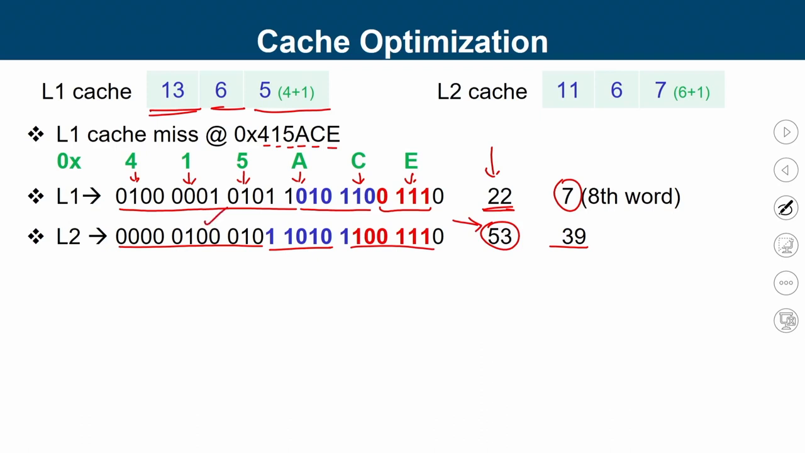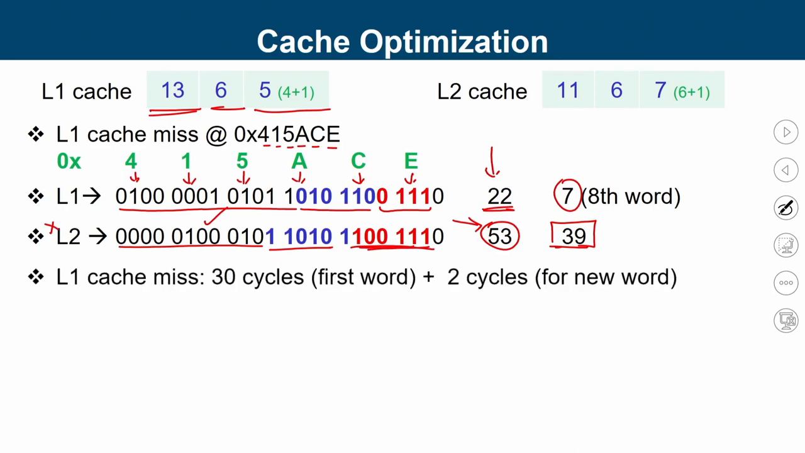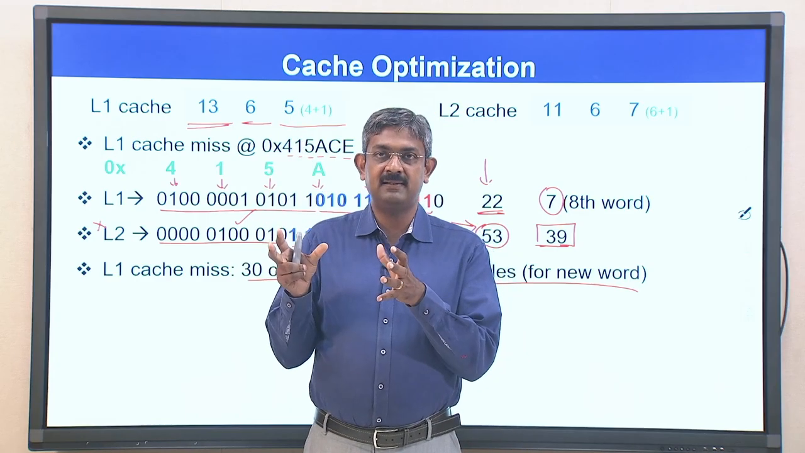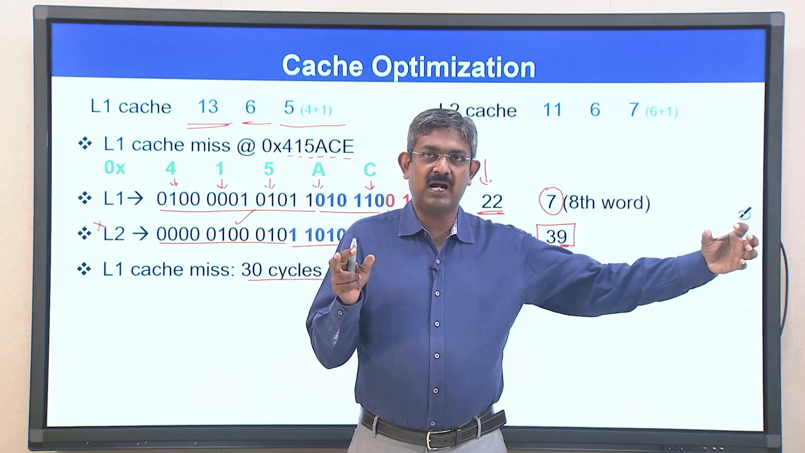If the tag matches, then you have to bring a block of data. From where do you bring it? You have to bring all the contents with respect to this. This is the 39th word I am talking about, but if you make it completely 0, that is the beginning of the block address. Now, let us forget about L2 for the time being. What we are interested in is the L1 cache optimization that we are trying to do. The property of the L1 cache says that it takes 30 cycles to bring the first word and 2 cycles for each new word. So, when a miss occurs in an L1 cache, you are going to bring it from the L2 cache.